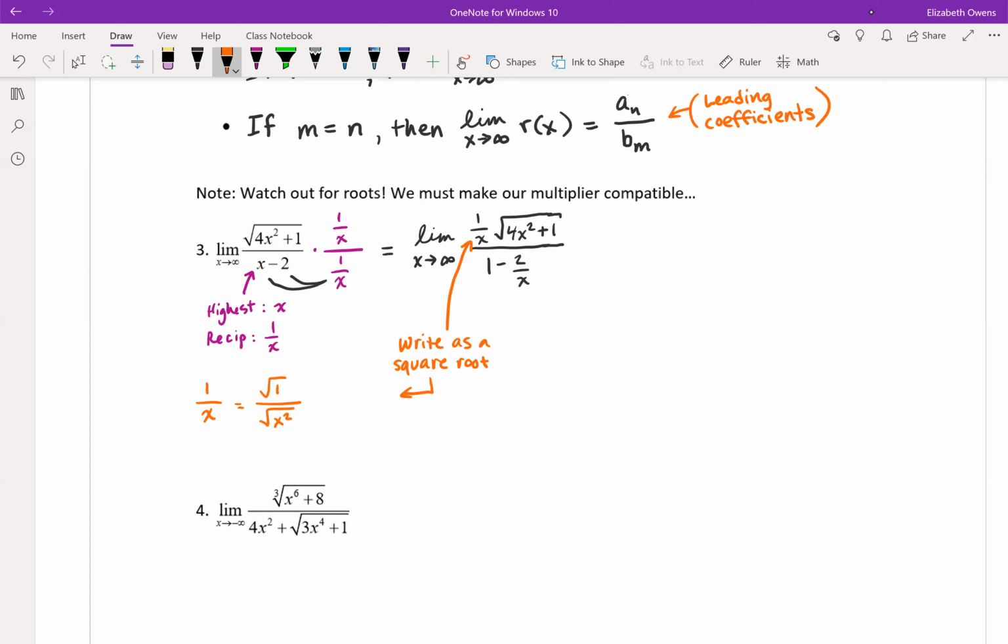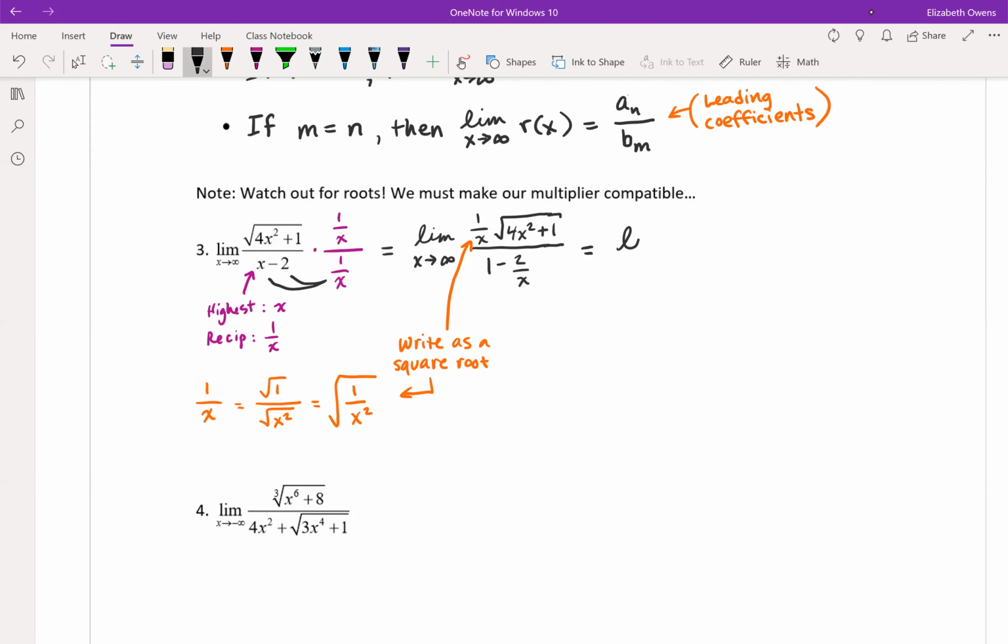So 1 is the square root of 1. x is the square root of x squared. And if the numerator and denominator here are both square roots, we have a property of radicals that says we can combine those together into a single square root. So 1 over x is the same thing as the square root of 1 over x squared. We're going to put that into our limit expression right here for the 1 over x.